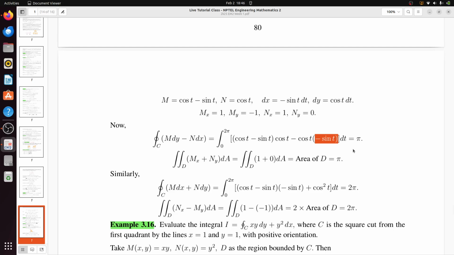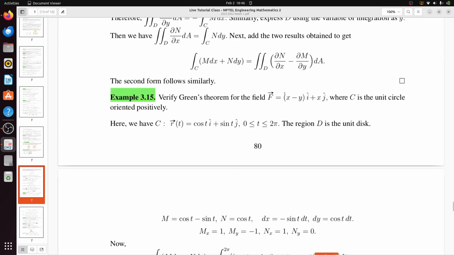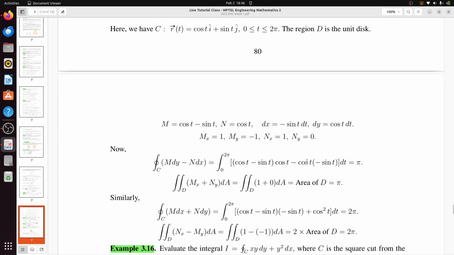Next you need to determine mx and ny. So your m is x minus y, so mx will be 1 and ny will also be 1, 0. So then integration of 1 plus 0 dA. So that means you are trying to determine the area of D, and what is the area of the unit disk? Unit disk has radius 1, so area will be pi into 1 square, and pi into 1 square is nothing but again pi. So you observe that here we have verified Green's theorem.